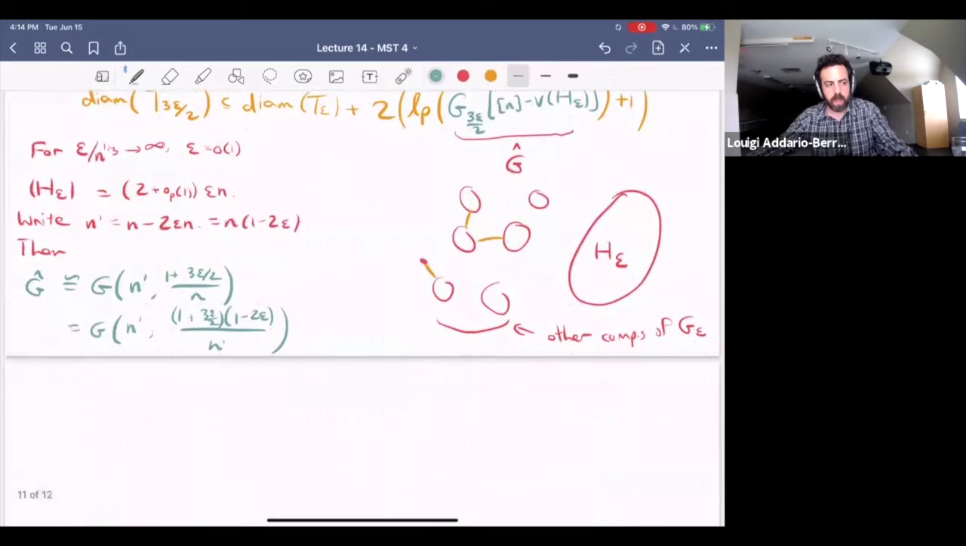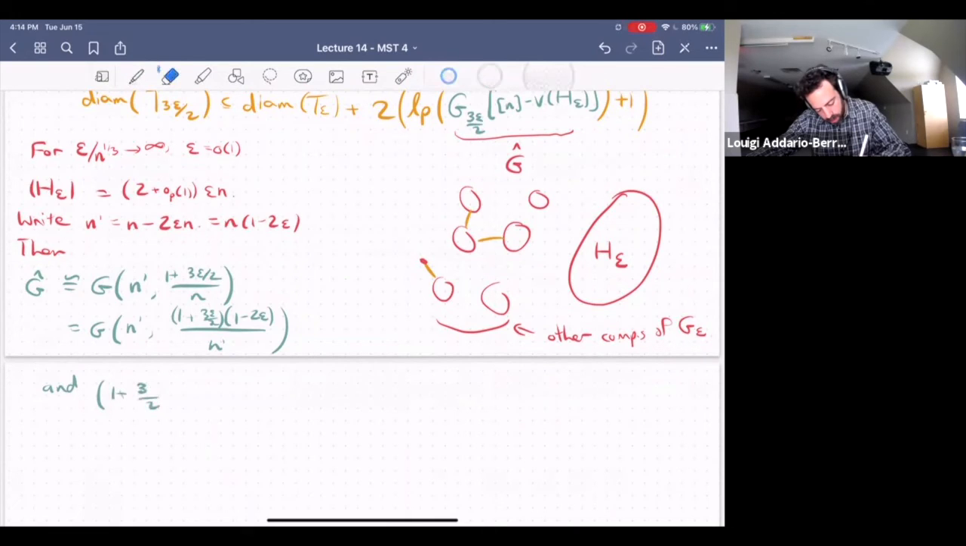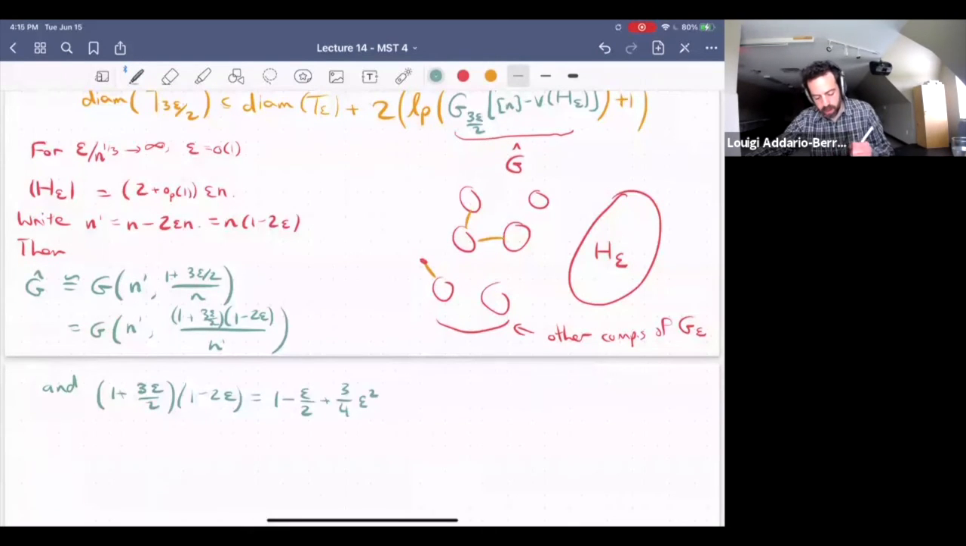Okay, so let's work out what this parameter looks like now for the remaining graph G hat. Well, we have (1 + 3ε/2)(1 − 2ε), so that looks like 1 − ε/2 + (3/4)ε². The dominant term when epsilon is small is 1 − ε/2. And certainly if n is large and epsilon is tending to 0, this is at most 1 − ε/4, say.